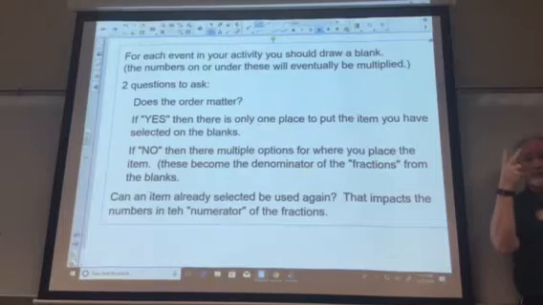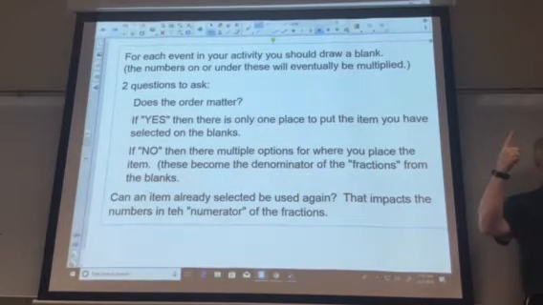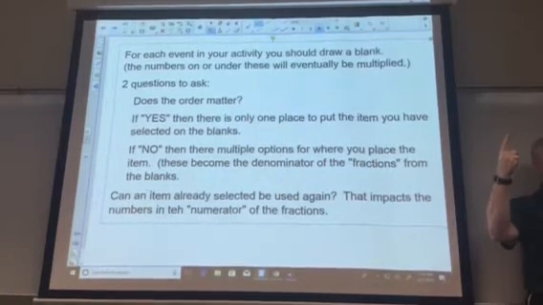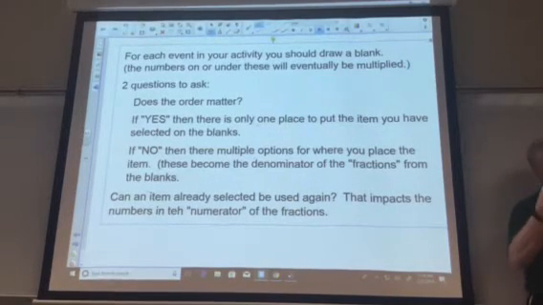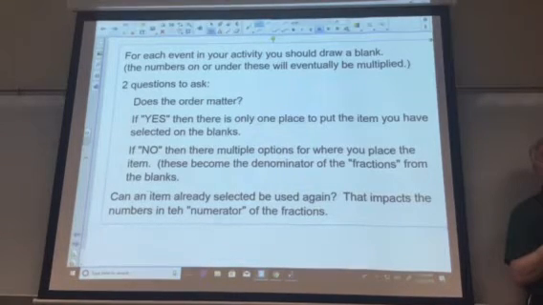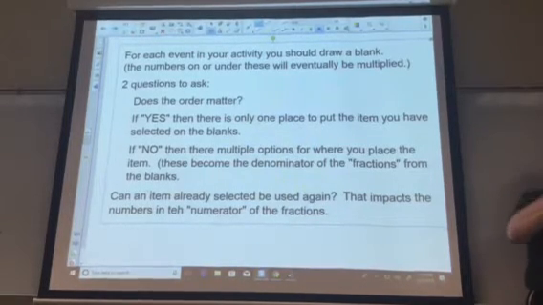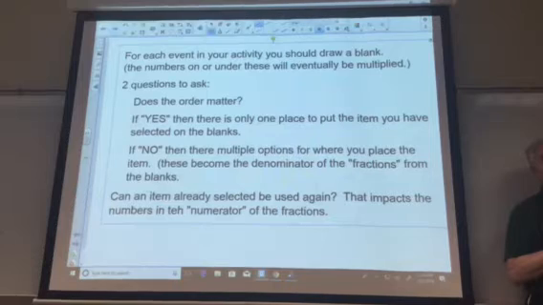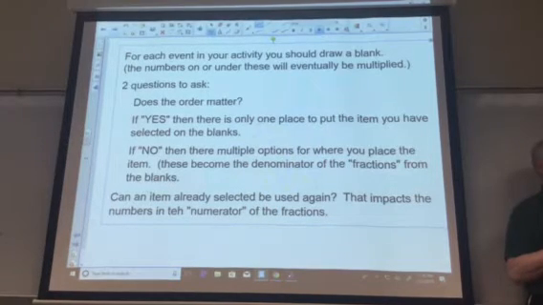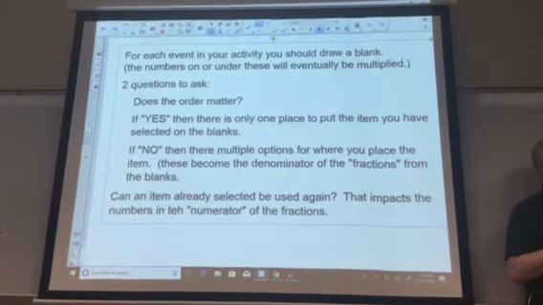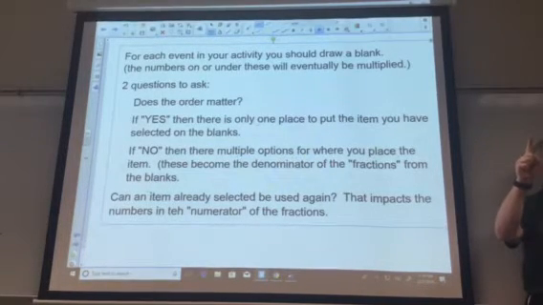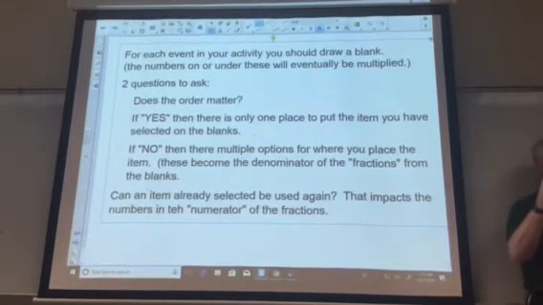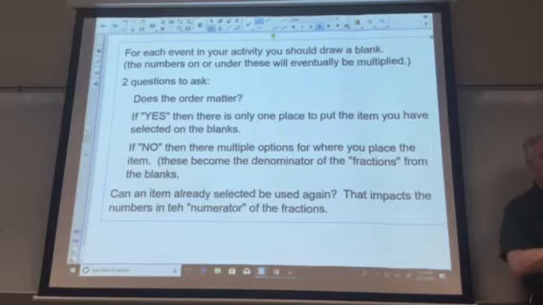So you have 2 questions to ask. Question number 1, does the order in which I arrange these elements that I have selected make a difference? If you answer yes to that, then there's only one place to place each of the items that you have selected. You're thinking, what does he mean by that? Okay, let me put it this way.